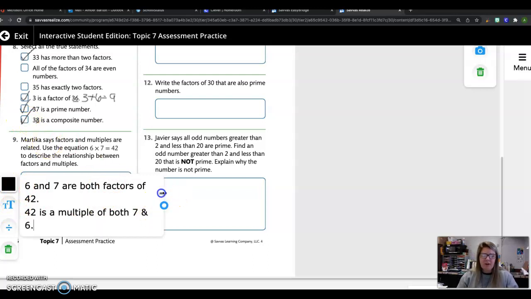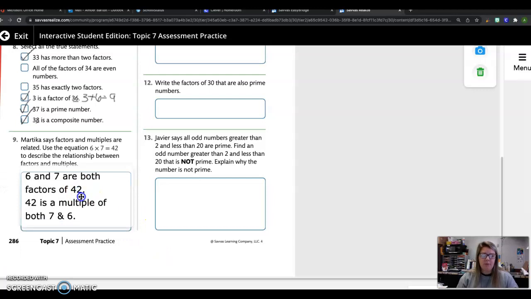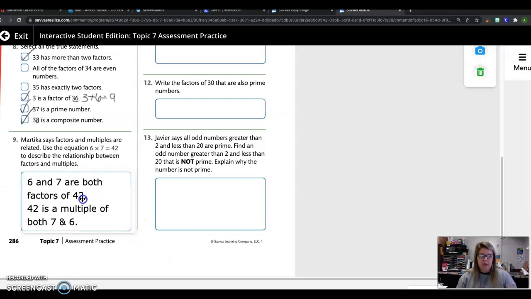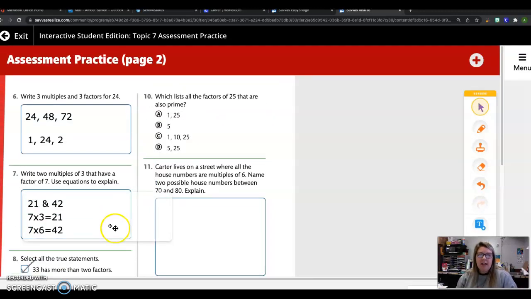So that's kind of how they're related. All multiplication problems are going to be like this. Factors and multiples have a relationship. So in 6 times 7, 6 and 7 are both factors of 42 because you can multiply them together to equal 42. And 42 is a multiple of both 6 and 7 because if we were to skip count or multiply, we would end up at 42. Okay, so let's move on to number 10.